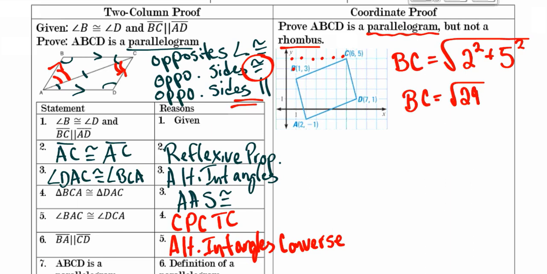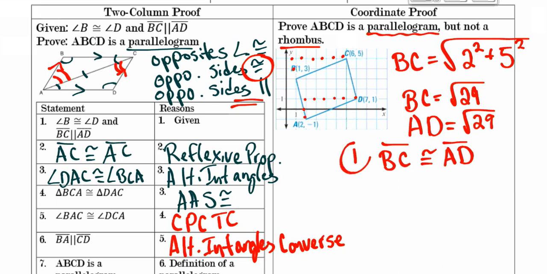We're going to do the exact same thing for AD. It shouldn't be surprising. It's going to be the exact same thing. Up 1, 2, over 1, 2, 3, 4, 5. I don't need you to show the work for that. I know you know how to do that. I'm going to say AD is also equal to the square root of 29. And so BC is congruent to AD.